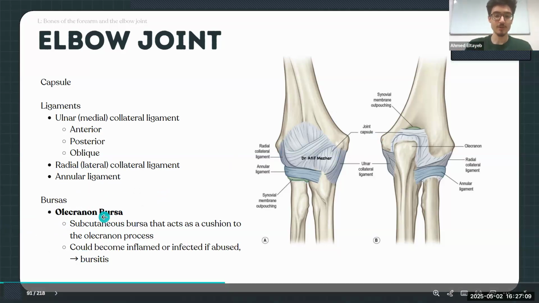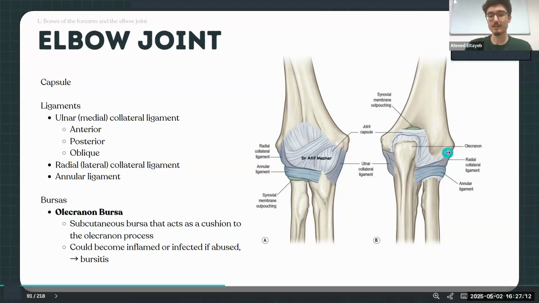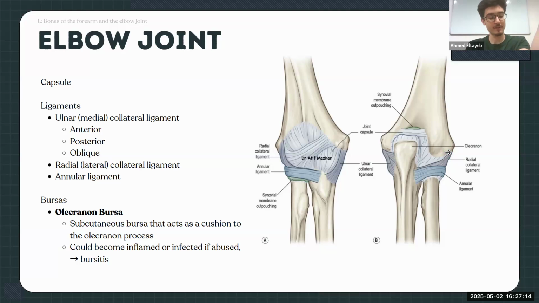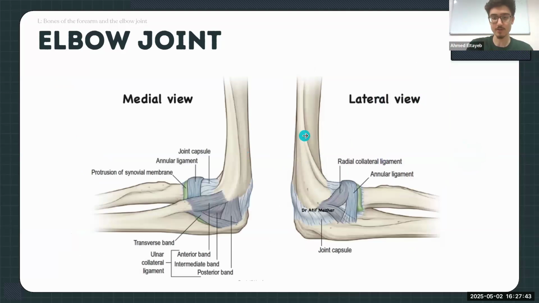So the olecranon bursa, I also have a diagram, I'll show you later, is the most important bursa to talk about here. Why? Because it can also become affected or abused. If we overuse it, essentially, we're going to have a condition called bursitis, which is inflammation of the bursa. For olecranon bursitis, when you put your hands on your desk or whatever, you're just going to feel very uncomfortable. It's doing the exact opposite of what it's supposed to do. Let's look at some diagrams.